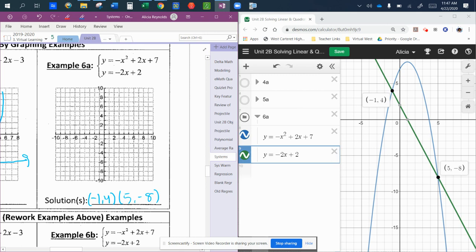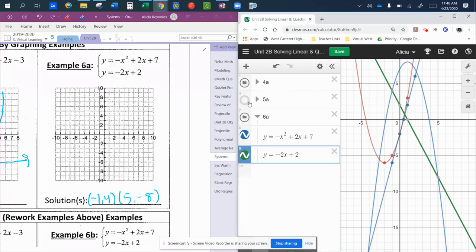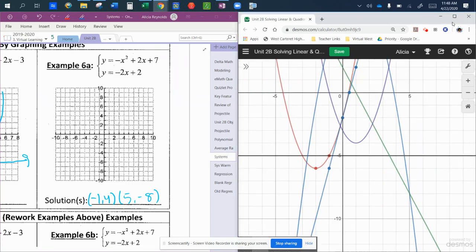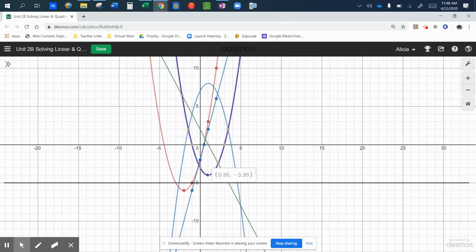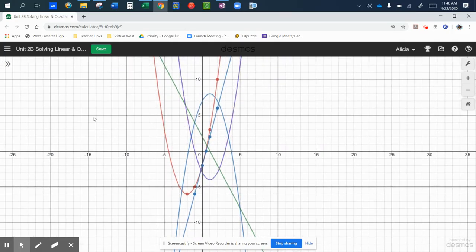So that is how we find the solution to a system of equations that has a quadratic equation and a linear equation. So if we turn these folders on, we can see what these graphs look like. So anywhere these graphs intersect represents a solution to that system.